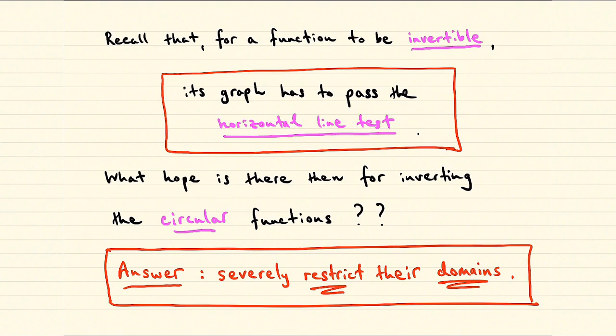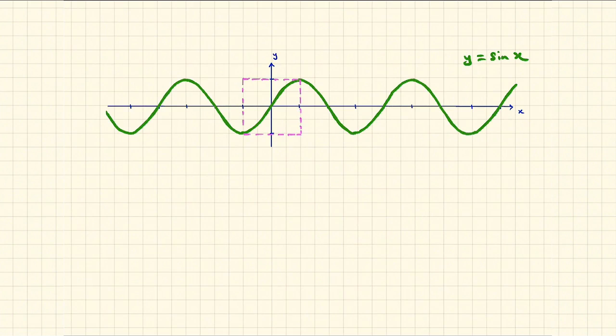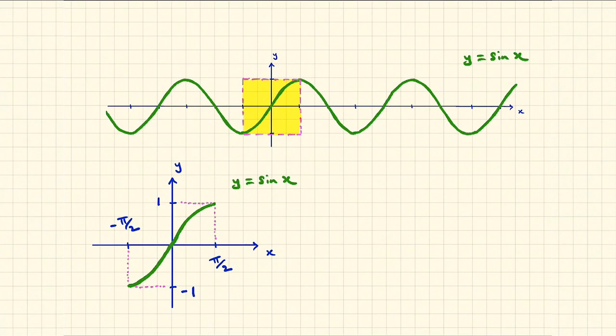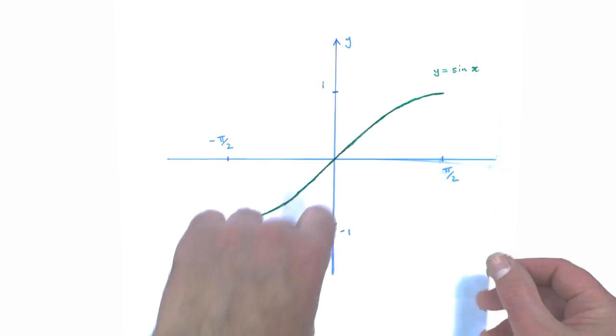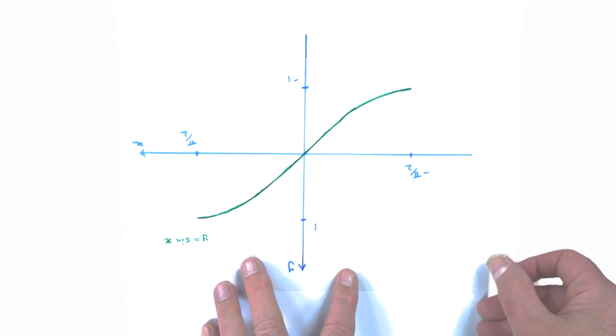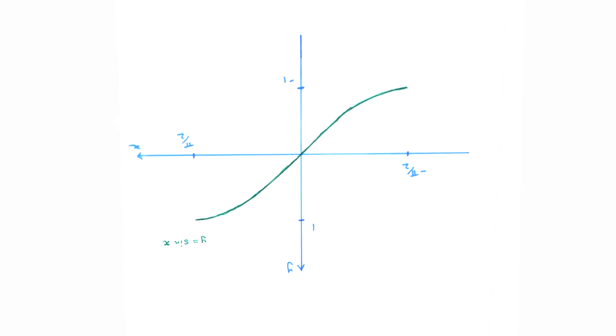Well, there is hope. We can severely restrict their domains so that we get a fragment of each graph that passes the horizontal line test. For the sine curve, we box in this tiny part of the curve, ignoring everything else. It's standard to restrict the domain to the interval from -π/2 to π/2, including both endpoints, and then we get this fragment of the original sine curve. Note that the range remains the same, the interval from -1 to 1. This fragment has a very pleasant rotational symmetry about the origin. The curve coincides with itself if we rotate it 180 degrees, an instance of being an odd function, a concept that's important in future videos.